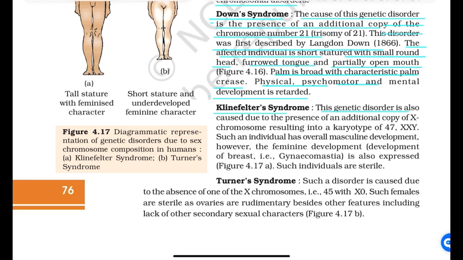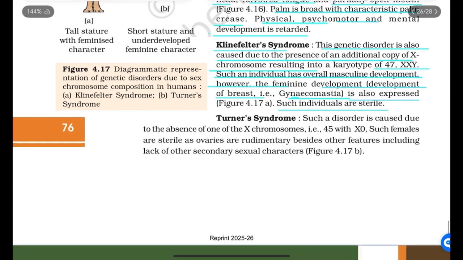Klinefelter syndrome. This genetic disorder is caused due to the presence of an additional copy of the X chromosome, resulting in a karyotype of 47, XXY. Such an individual has overall masculine development. However, feminine development of breast, gynecomastia, is also expressed. Such individuals are sterile.